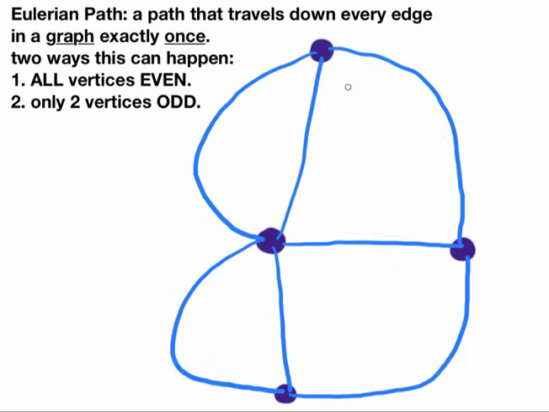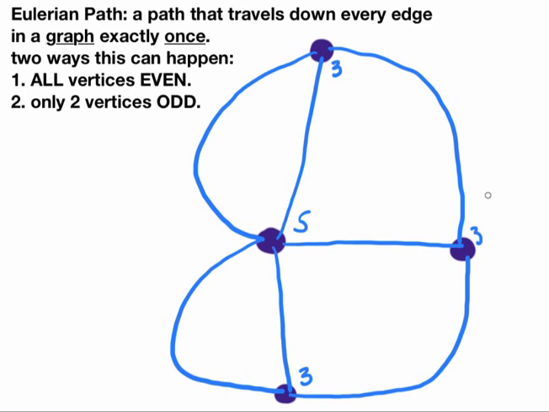Well, let's go ahead and look. This has three. That's odd. This has five. That's odd. This has three. That's odd. And this has three. So how many odds do we have? We have four, but as long as we have more than two, that can never give us a solution.